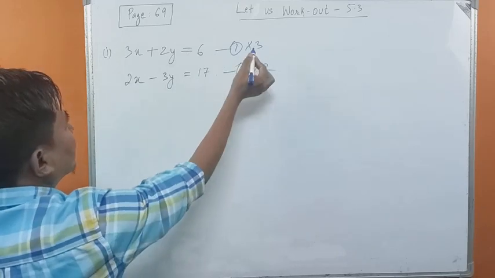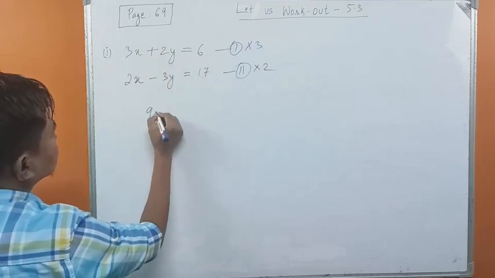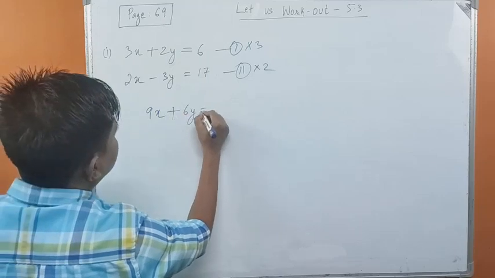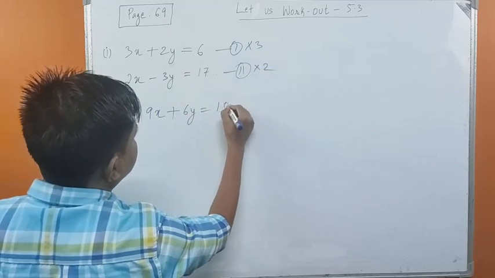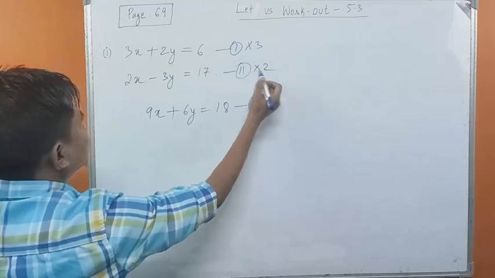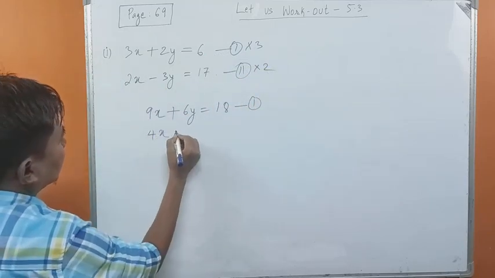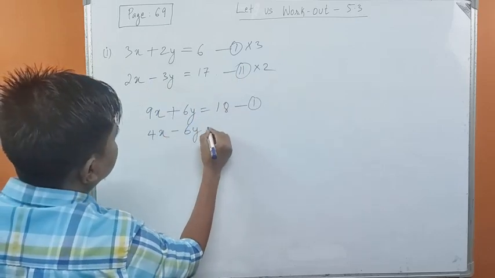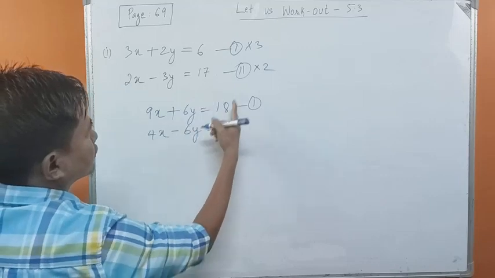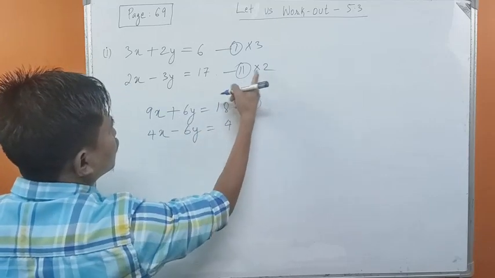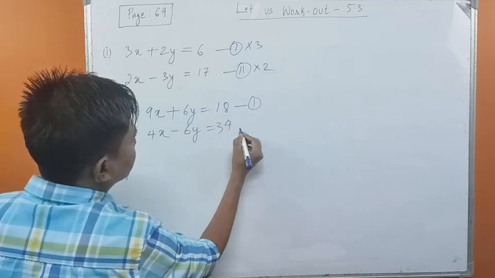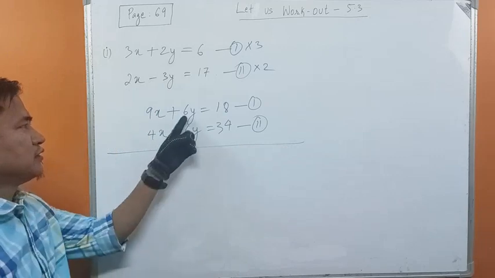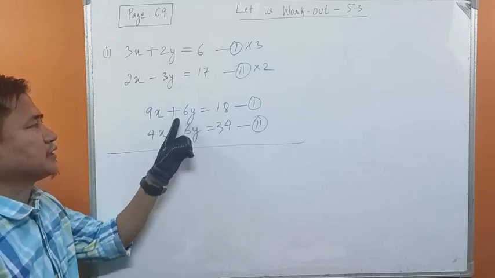So let us multiply: 3 into 3, 9x, isn't it? Plus 3 into 2, 6y, equals 3 sixes are 18. This is equation 1. And 2 into 2, 4x. Here we have a minus sign. 2 into 3, 6y, equals 2 seventeens are 34. This is equation 2.